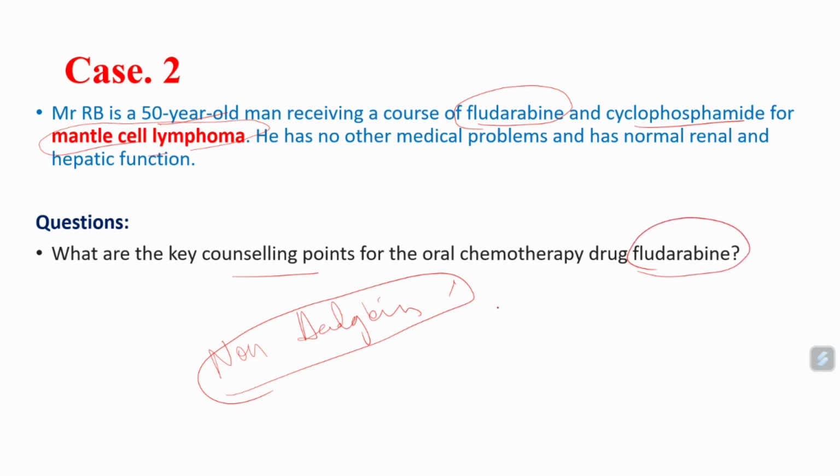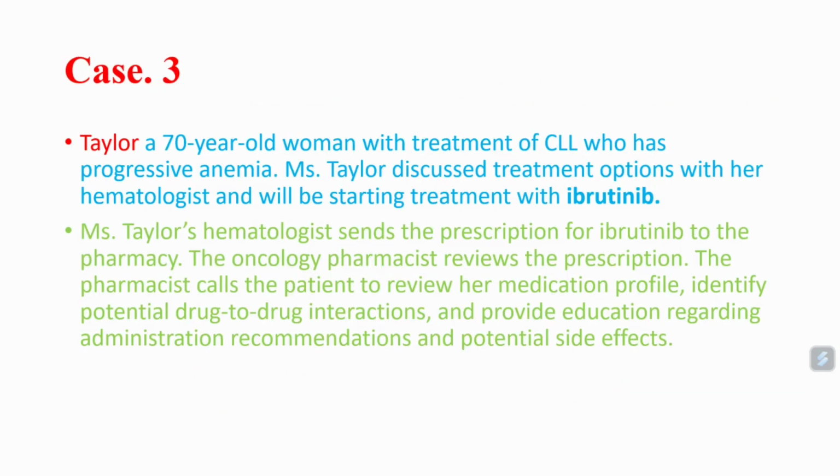Again, whatever points we have just discussed about fludarabine: it can cause graft versus host disease, and you have to explain that. It can cause nausea, vomiting, and opportunistic infections. All these things you have to explain, especially graft versus host disease. This is important. Along with this, all other potential counseling points we have already discussed are points you can explain to the patient. This is also a very easy case. Now I will try to tell you the third case, this is very important. Always concentrate here.